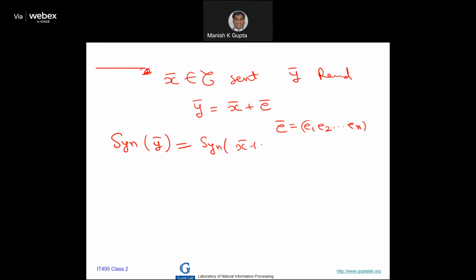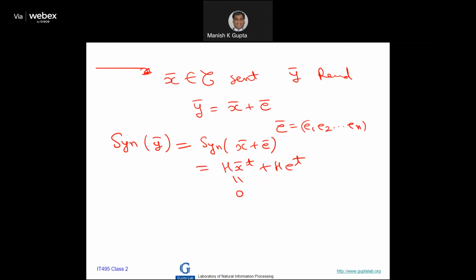Syndrome of X plus E, right? This is nothing but HX transpose plus HE transpose. Do you agree? Linearity is there. Now, HX transpose is 0 because X belongs to C by definition. If X belongs to C, then HX transpose is 0, right?